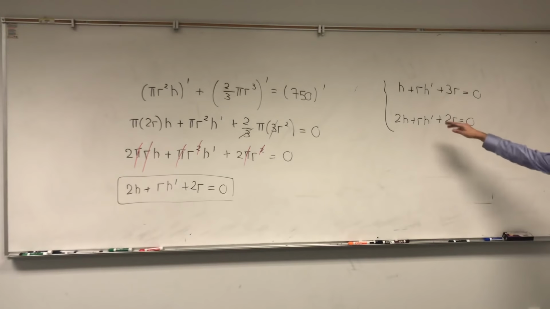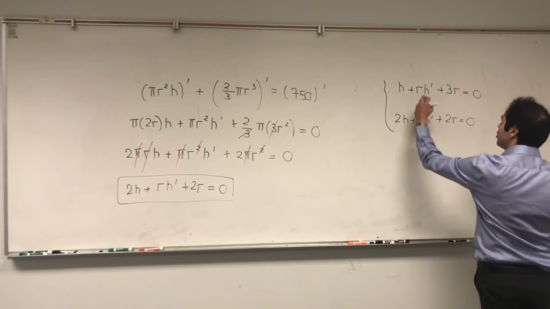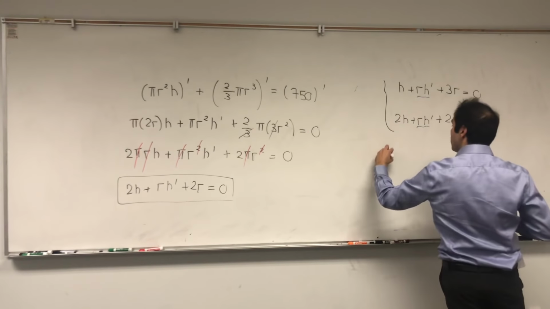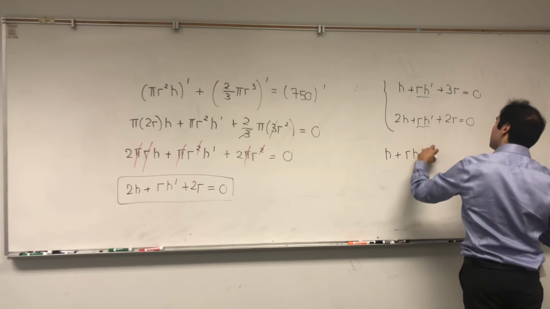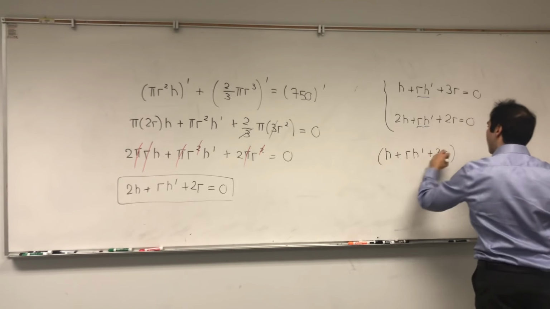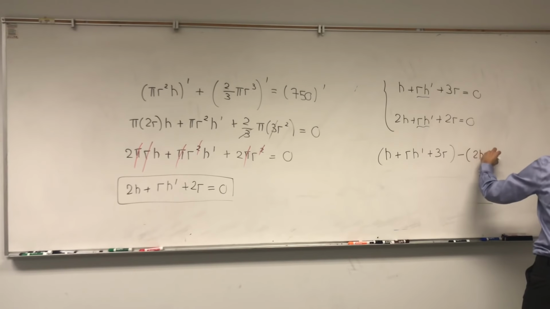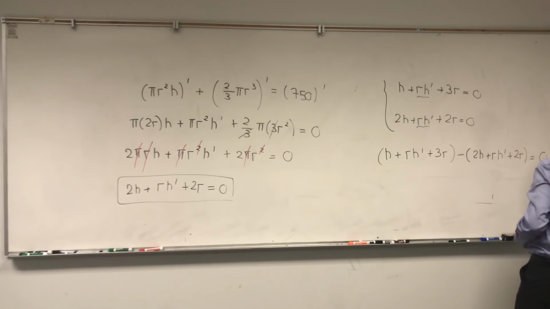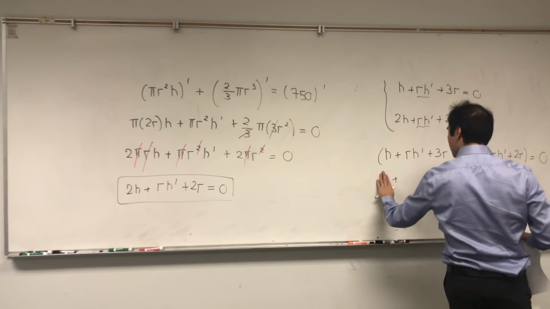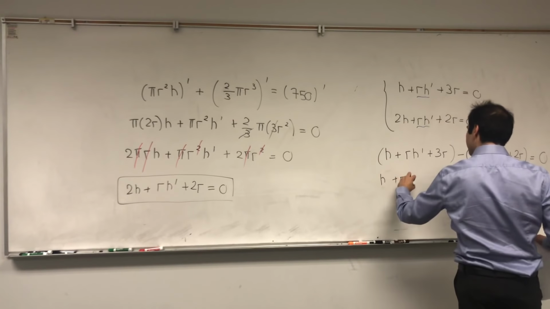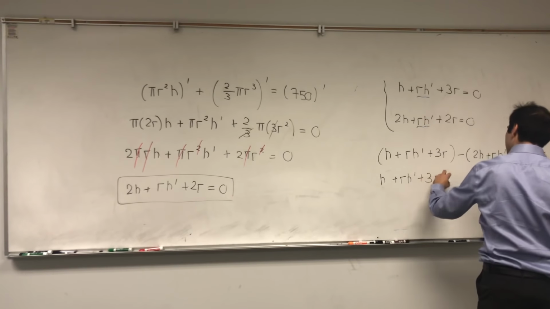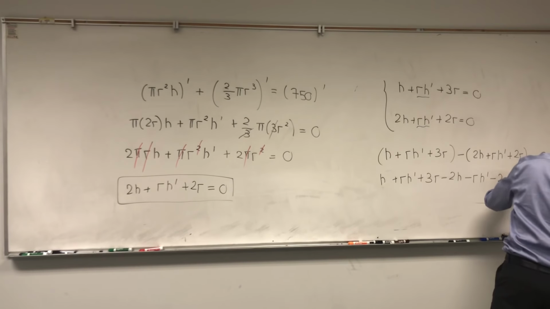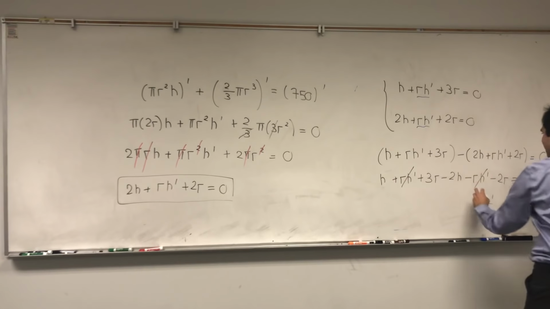And that's the beautiful thing. Notice there's this common factor of r h prime. And so just subtract. So h plus r h prime plus 3r minus 2h plus r h prime plus 2r. It's just 0 minus 0, which is 0. So h plus r h prime plus 3r minus 2h minus r h prime minus 2r. It's 0. So this cancels out.